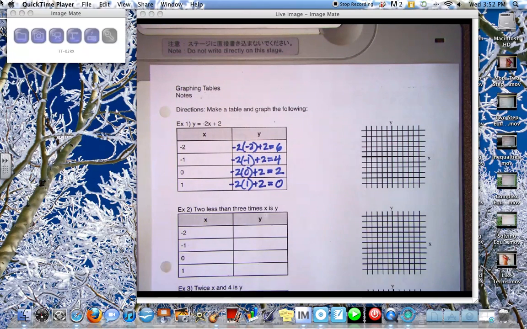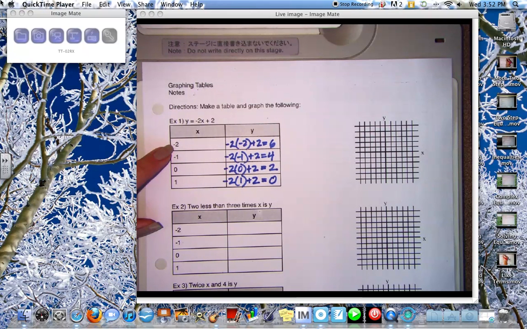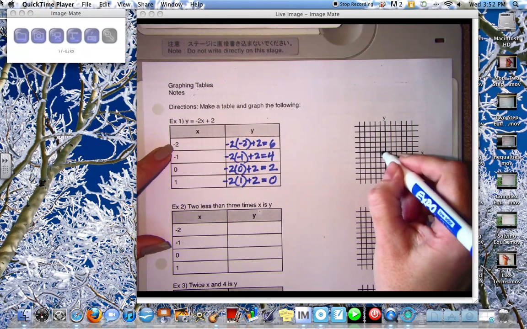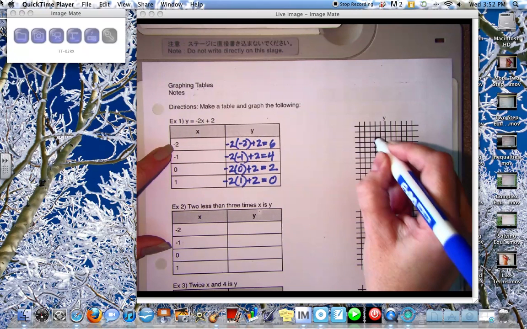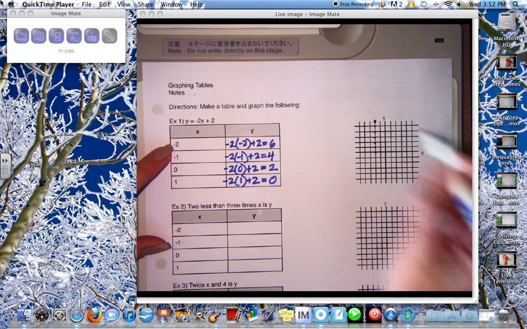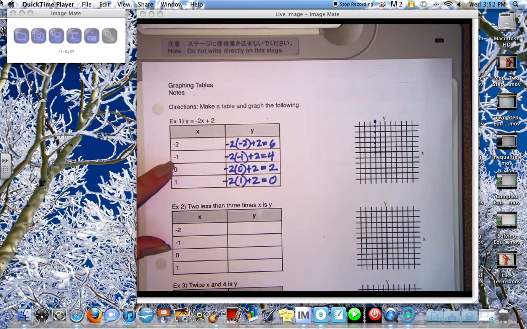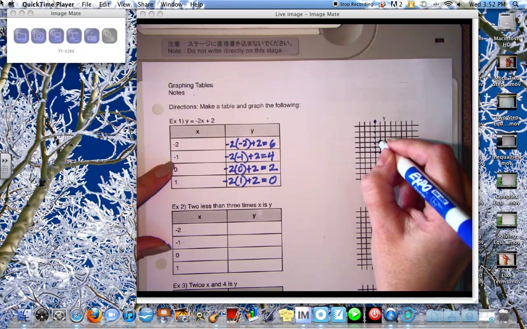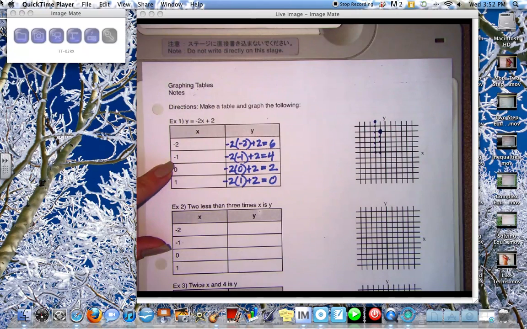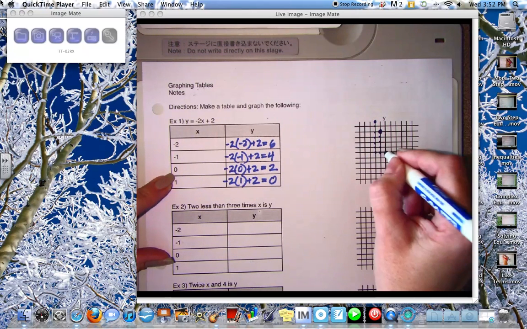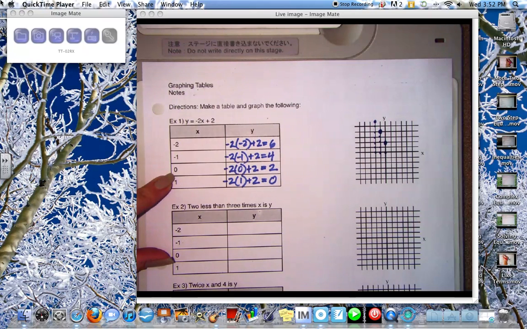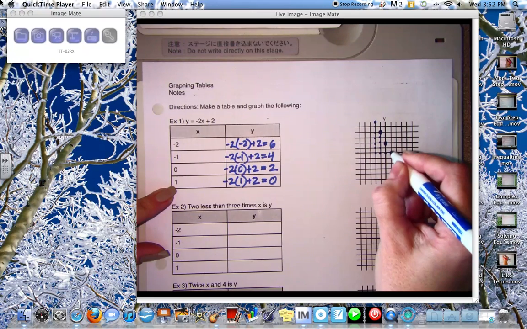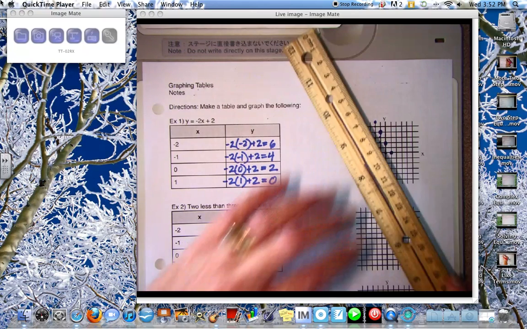So now we're going to plot our points. Our first ordered pair is negative 2 and 6. So we go over 1, 2, and up 1, 2, 3, 4, 5, and 6. The next ordered pair is negative 1 and 4. So we go over 1 and up 1, 2, 3, 4, make the dot. The next ordered pair, 0 and 2. So we stay at 0, up 2. And the last ordered pair is 1 and 0. So we go over 1 and stay at 0. And now we can draw our line.